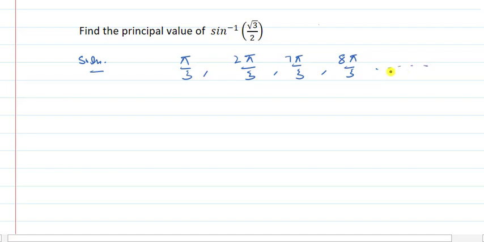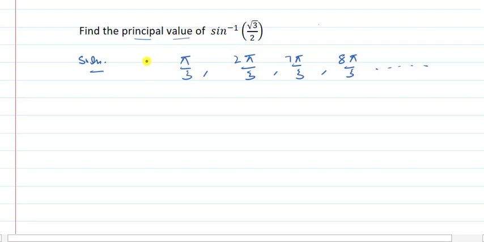And so on. Why so on? Because trigonometric functions are cyclic functions. So there are so many angles on which the value of sine will be root 3 upon 2. But here we need to find the principal value.